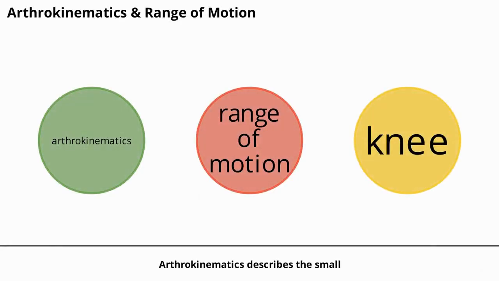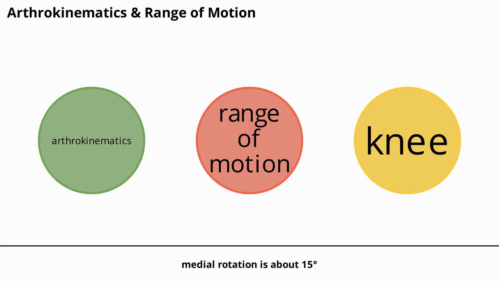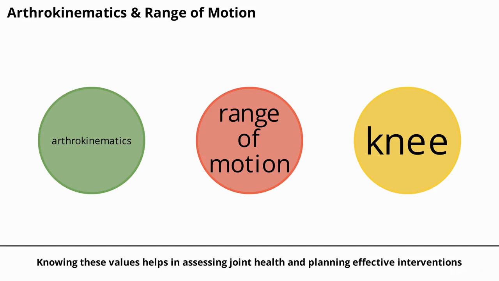Arthrokinematics describes the small, passive movements within the joint during active motion. For the knee, flexion involves dorsal gliding, while extension is associated with ventral gliding. Medial and lateral rotations also correspond to specific gliding patterns. The normal range of motion for knee flexion is 135° to 150°. Extension reaches 0°, medial rotation is about 15°, and lateral rotation up to 45°. Knowing these values helps in assessing joint health and planning effective interventions.